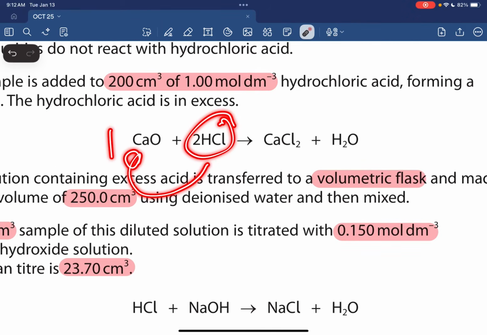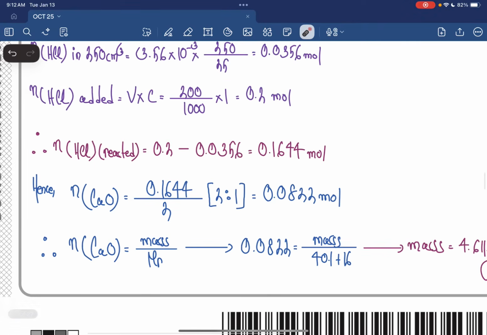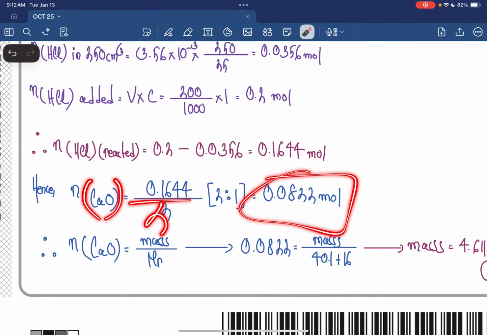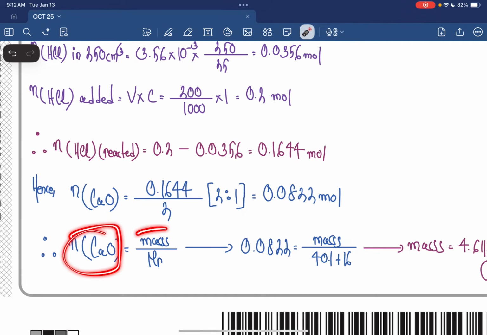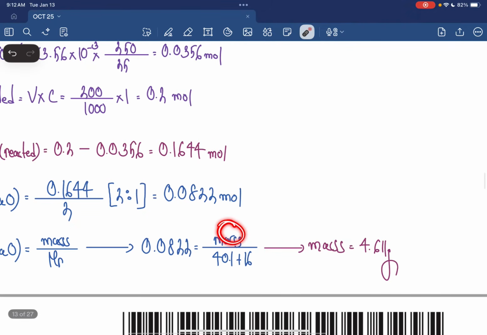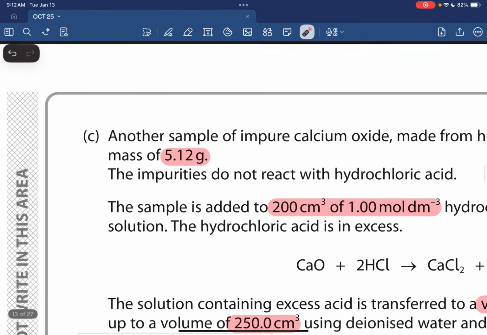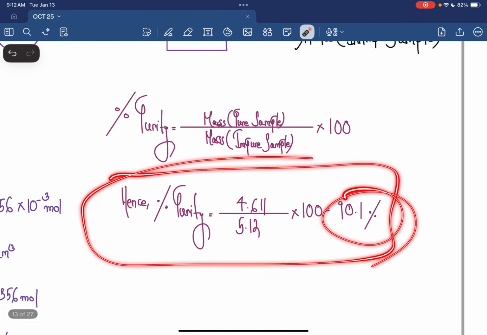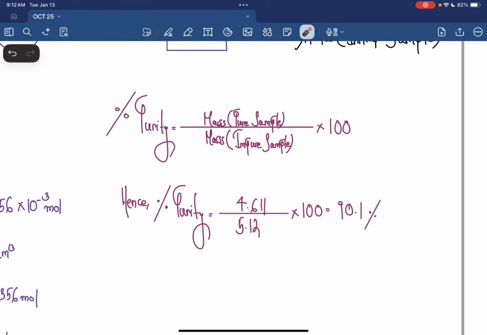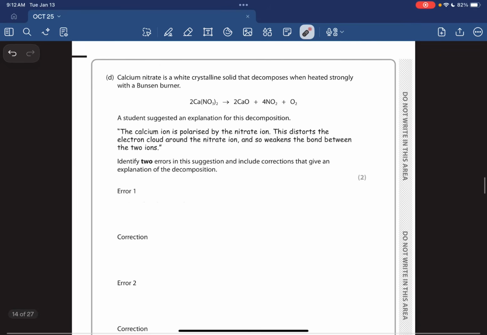You could use the molar ratio and figure out the moles of this, right? It is reacting in a 2:1 ratio, so the moles of calcium oxide should be divided by 2. If you have the moles of it, you could easily figure out the mass: number of moles is mass by molar mass. You make mass the subject and you get the mass of this. You have the mass of the pure substance, and also the mass of the impure substance. You equate this into the formula and you get a value of 90.1%. As simple as that. I hope you won't be having any more issues with this from now onwards. Okay, moving on.